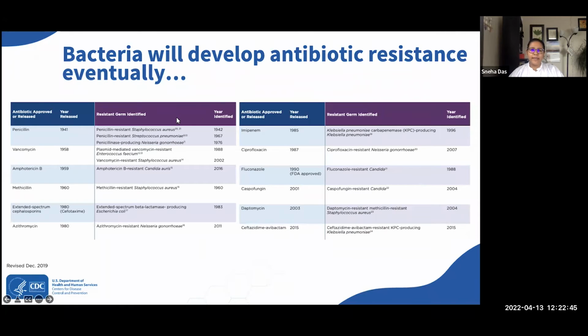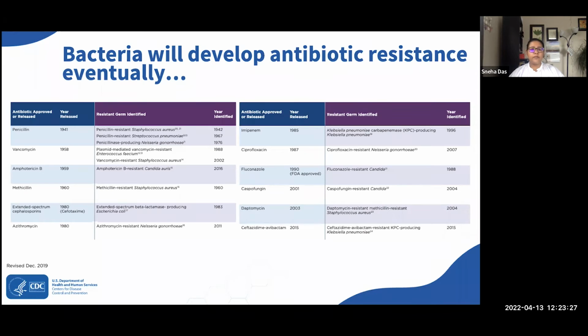And if we look at this table from CDC, you can see that we have a list of antibiotics and when they were released, and then subsequently when resistant microbes were identified. As you can see, for almost all of these antibiotics on this table, we have microbes that are resistant. If we look at penicillin, you will see that the first instance of penicillin-resistant Staphylococcus aureus was identified in 1942, shortly after penicillin was introduced in the market for patient use.